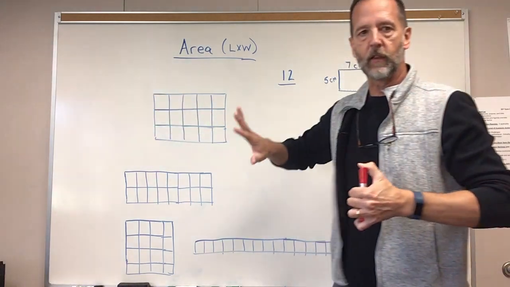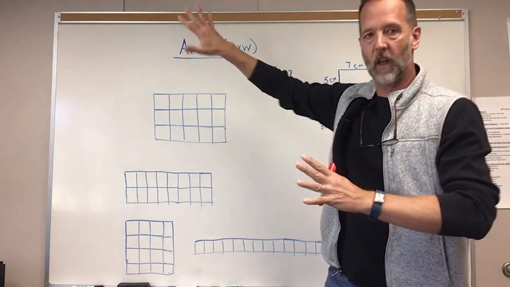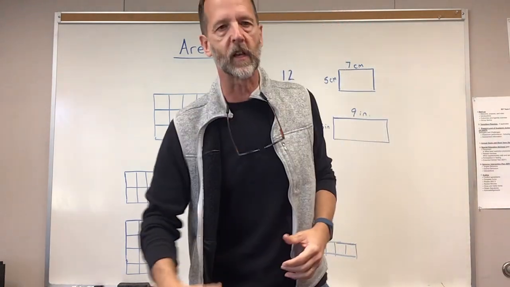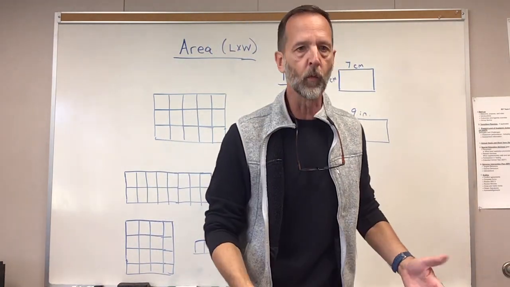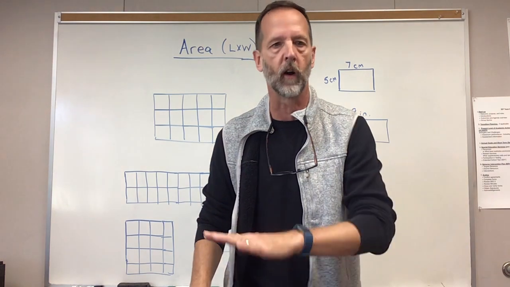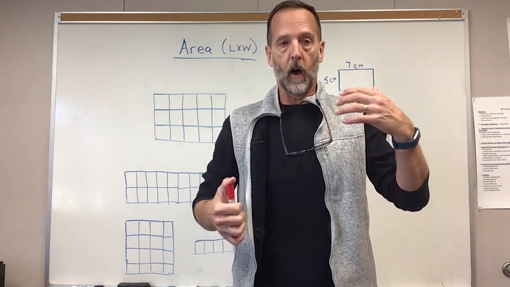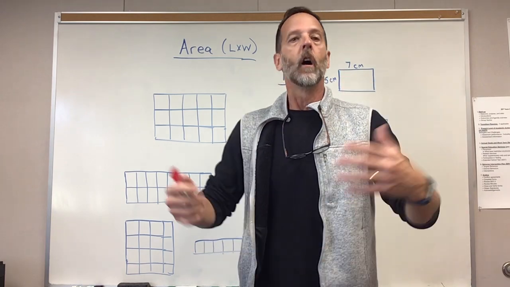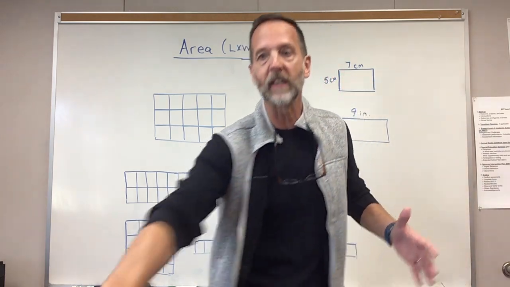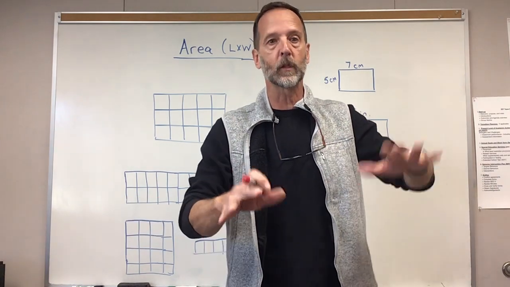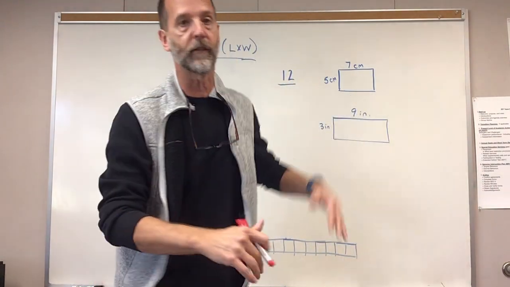Area is the total space on a flat surface that thing covers. Think about a rug, for example, in your room. The rug covers your floor, right? So when the people who came in and installed the rug, they had to know the area of the floor. They had to know how much space that floor took up. That's what area is. It's how much space is covering a flat surface.